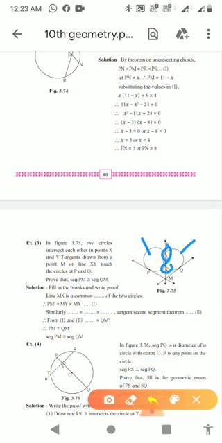The tangents drawn from point M on line XY touch the circles at points P and Q. Means there are two tangents from point M: one touches one circle at point Q and the other touches the other circle at point P. Now we have to prove that segment PM is congruent with segment QM.